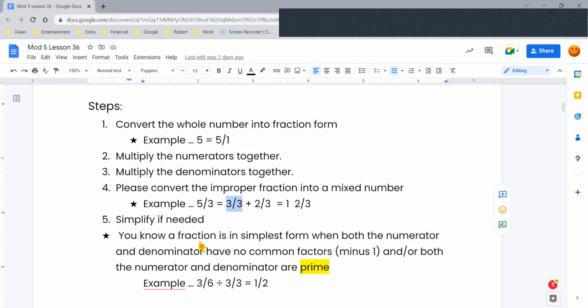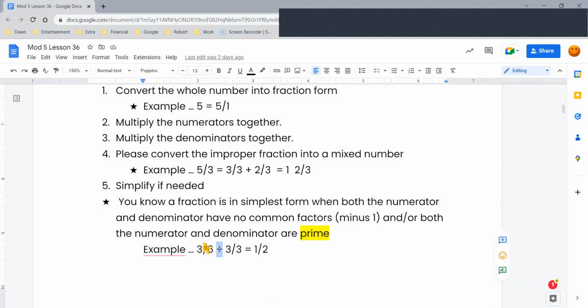And then we need to simplify. We need to make sure it's in its simplest form, or that we have no common factors. And here's an example. If you have 3 over 6, I know I can take 3 out of both, so I divide by 3 over 3. And 3 goes into 3 one time, and 3 goes into 6 2 times. Just in case I do have to simplify, I'm going to quick copy my division sign. So I'm going to do that by going Control C.